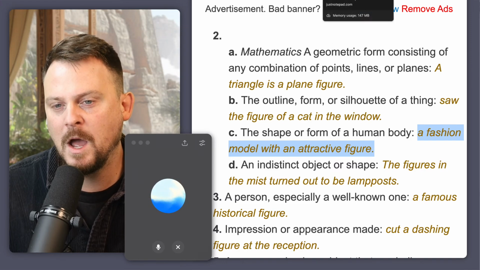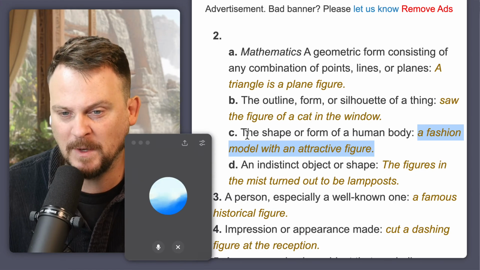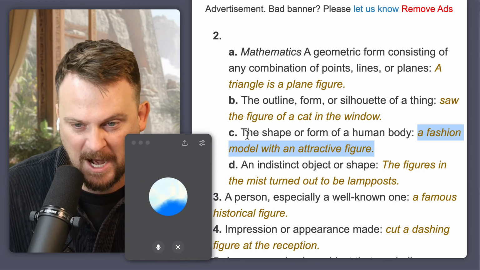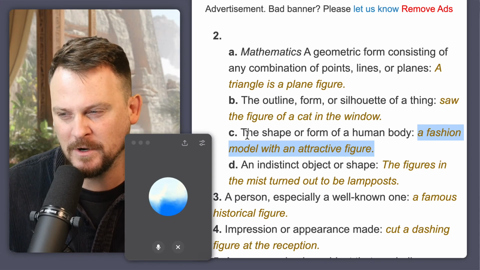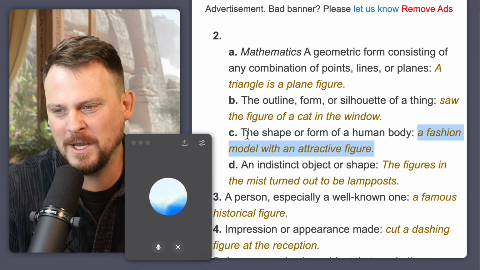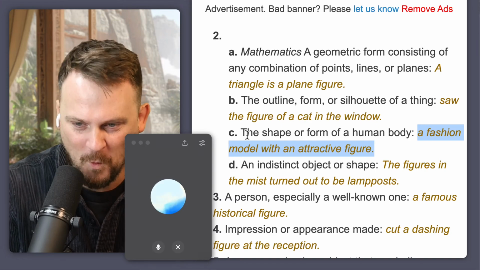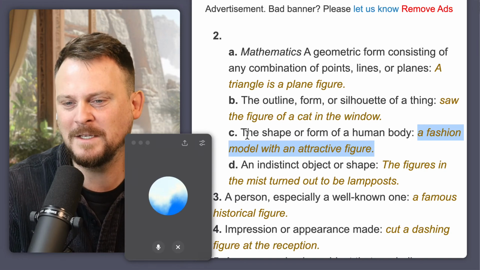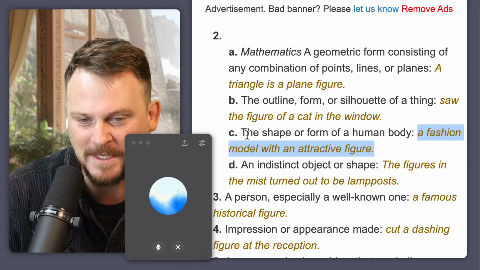Okay, now, what about a figure of a human? So if someone says that a model has an attractive figure, he has a nice figure, am I saying there that they're just in good shape and they're thin, or am I talking about curves? Am I talking only about women? When I say that someone has a nice figure, what exactly am I saying?